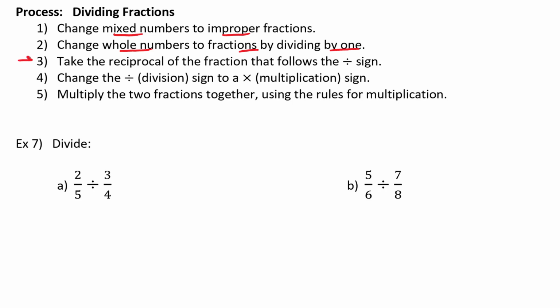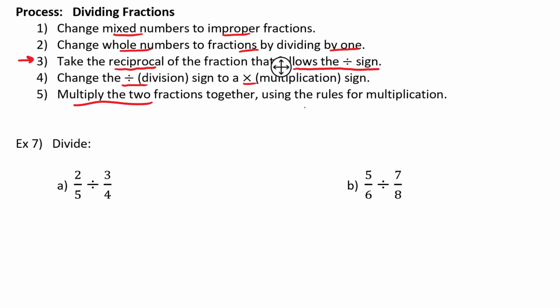Now what we do is we look for the value that we're dividing. That is the fraction or the value following the division sign. We now take the reciprocal of that value that comes after the division sign. We then change the division sign to a multiplication sign. We multiply the fractions, and then we simplify where possible.